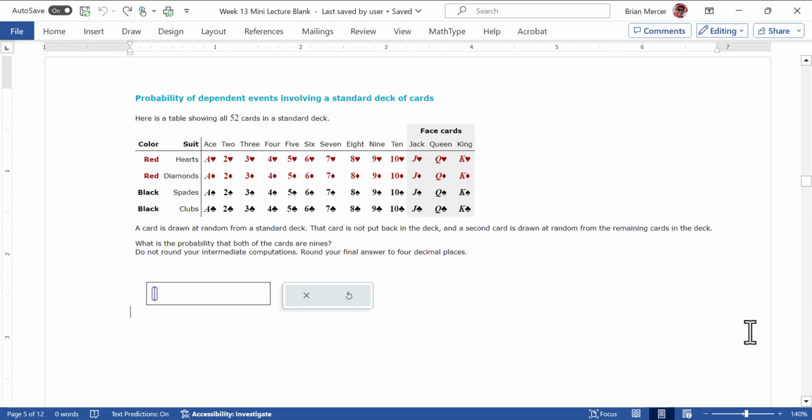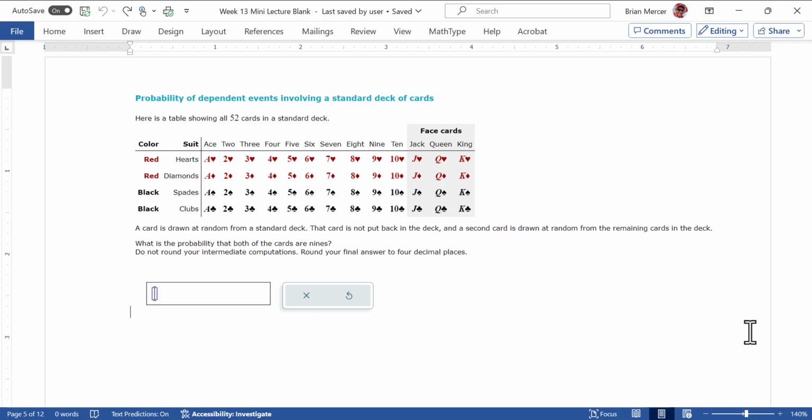This topic is called the probability of dependent events involving a standard deck of cards. So the question says here is a table showing all 52 cards in the standard deck, and as you can see in the table, you've got the 4 different suits, and then with each suit you've got the ace, 2, 3, 4, 5, 6, 7, 8, 9, and 10, and then the jack, queen, and king, the 3 face cards. And so that's 4 groups of 13, so 4 times 13 is 52. That lands you with 52 cards in the deck.